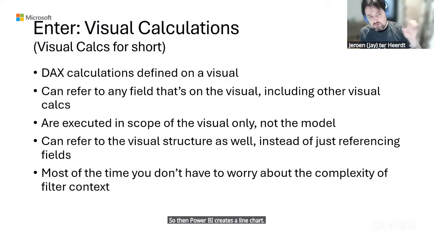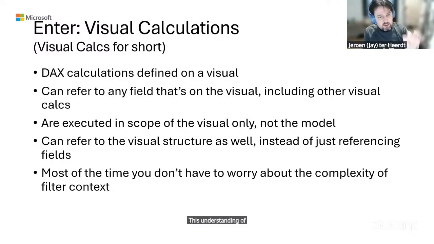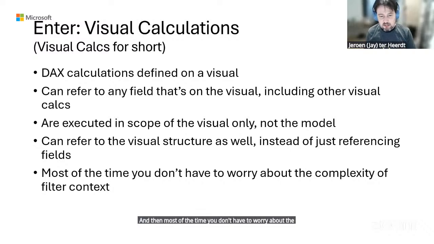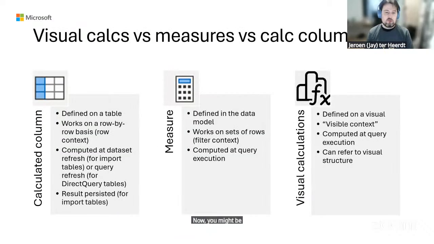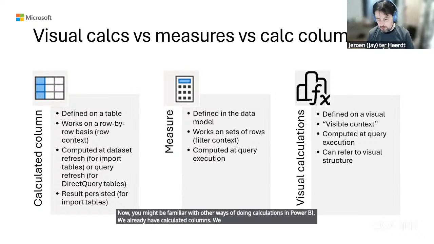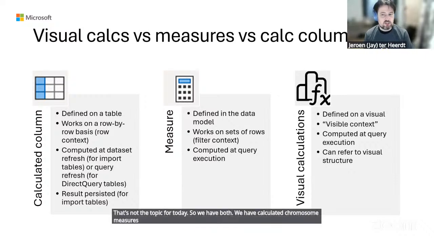So with visual calcs, this understanding of a calculation can actually refer to the visual structure, because it's aware of the visual structure in which it's being executed. So it can do some interesting tricks, which we'll see. And most of the time, you don't have to worry about the complexity of filter context. Now, you might be familiar with other ways of doing calculations in Power BI. We already have calculated columns. We already have measures. I know there are some people in the community that think that we shouldn't be doing calculated columns. That's not the topic for today. So we have both, calculated columns and measures. Visual calculations are just a new tool in your toolbox.